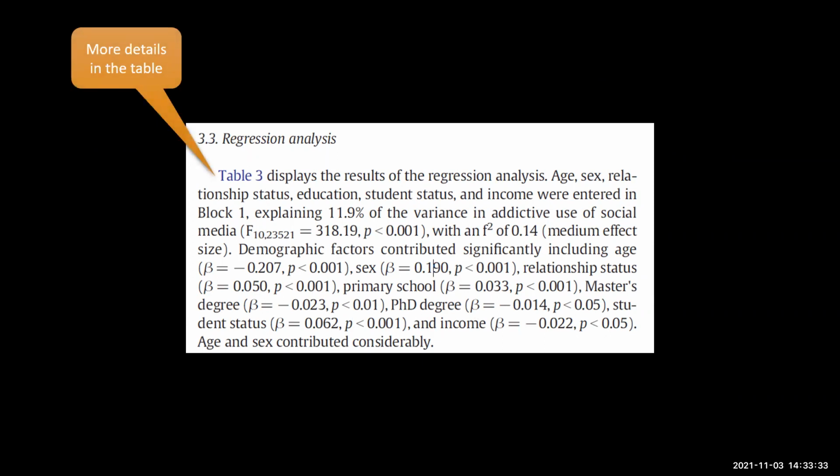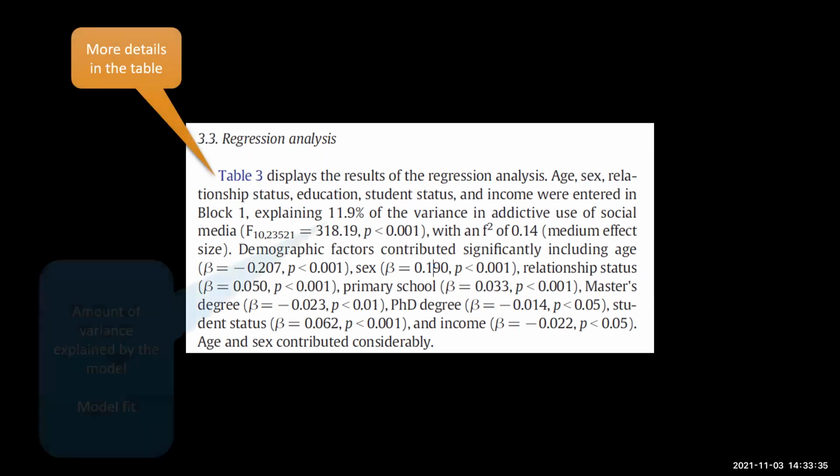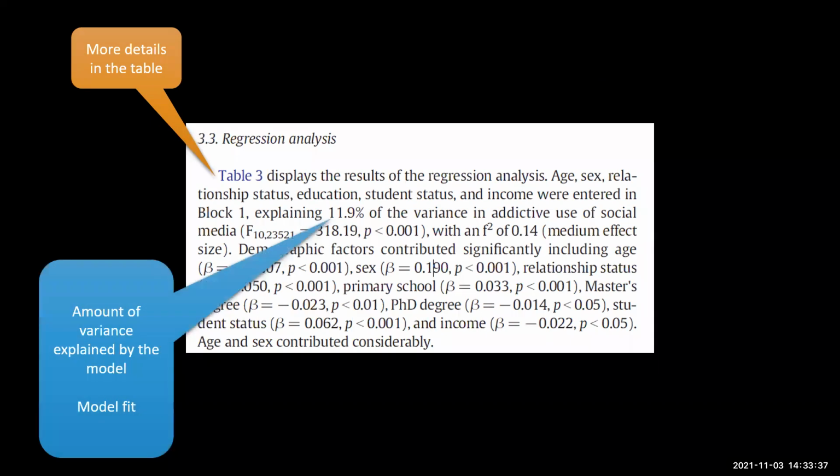Finally, regression analysis. Generally, regression analysis, we present it as text, not as a table, but here in this study, they are providing a table, which I will show you. You still have to describe your regression analysis, including the amount of variance. This number, 11.9, is your R squared, or the adjusted R squared.